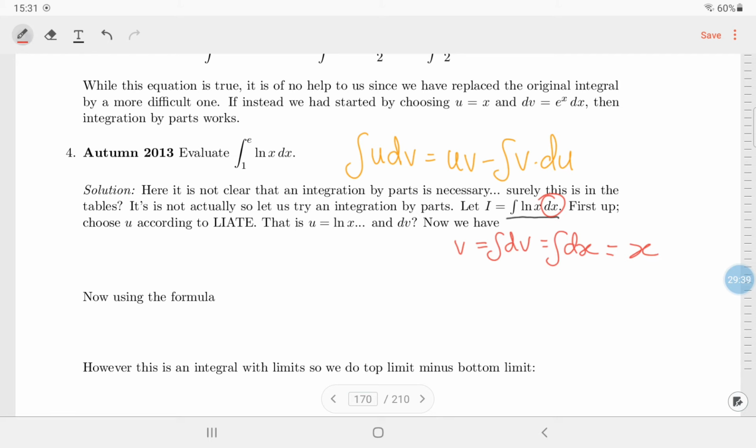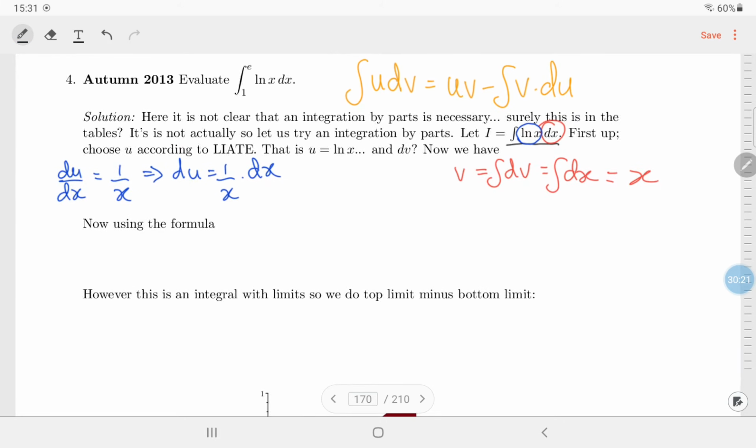What about the du? We've picked u to be log of x, and to get du from that, you differentiate u. Basically you pick u, you pick dv, you differentiate u, you anti-differentiate dv. That's the idea. So we get du/dx, and the derivative of log of x is 1 over x. To solve this for du, multiply both sides by dx, and you get du is equal to 1 over x dx. Okay, so now we have everything to use the orange formula.